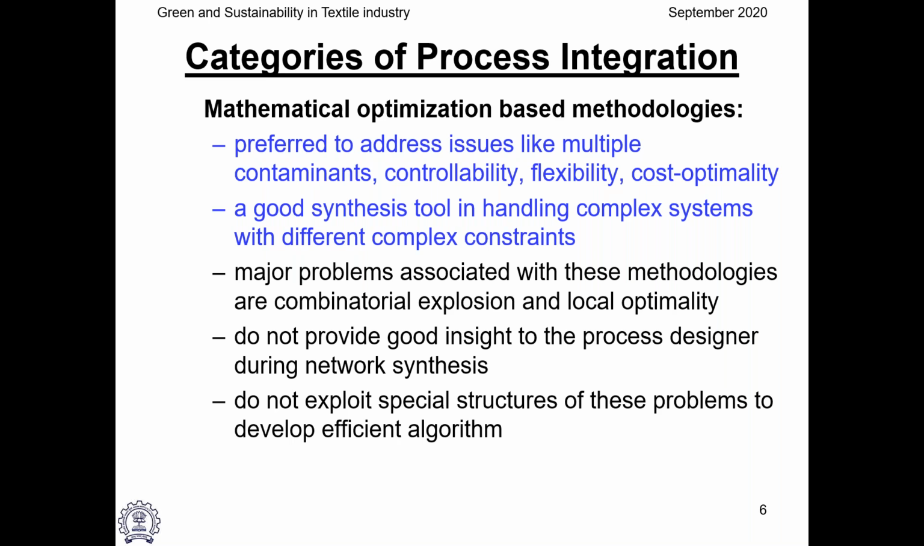It does not provide good insight to the process designer during network synthesis or during the detailed engineering activities. You have done the mathematics and got an optimization result, but sometimes you are not sure what to do with it, because certain things are not acceptable. Some mathematical solutions may not be acceptable to you. You want to go for the second best. How do you go for it? The second best solutions have never been reported, so it becomes very difficult.